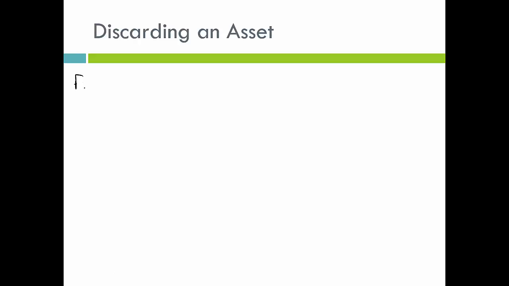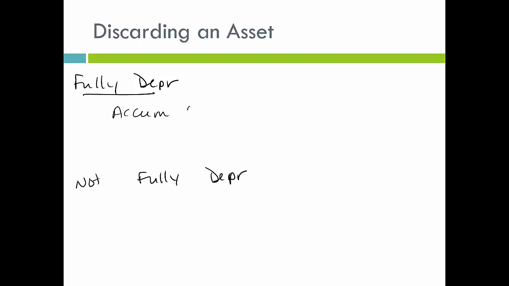Really, you have 2 options here. Either it's fully depreciated or it's not fully depreciated. If it's fully depreciated, all you have to really do is the amount in accumulated depreciation should equal the amount of the asset. So I debit accumulated depreciation for however much is in there, and I credit the asset for however much is in there. They should equal each other because it's fully depreciated, and my debits equal my credits, and both of those accounts will now have a 0 balance.